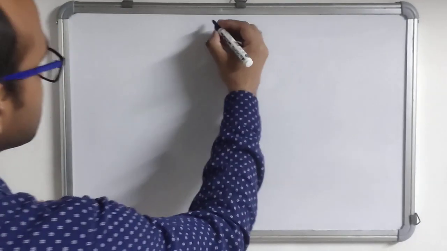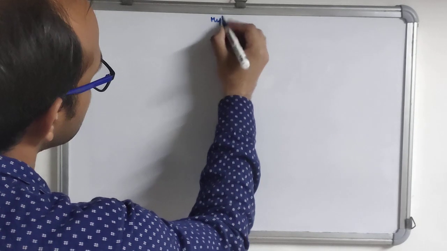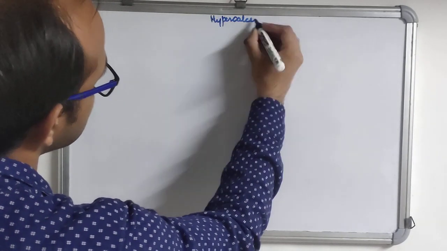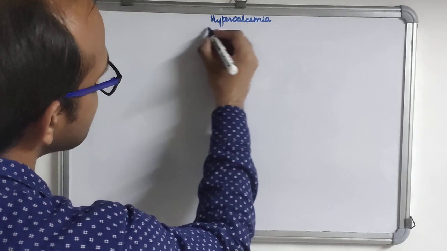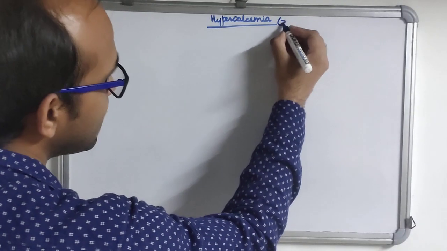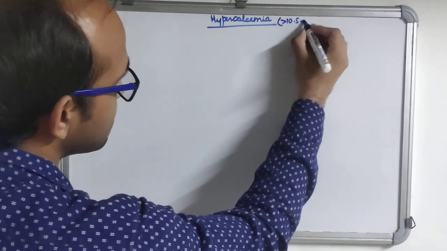So today we'll talk about hypercalcemia. Normal calcium level is 8.5 to 10.5 milligram per deciliter. So hypercalcemia is said to occur when it is more than 10.5 milligram per deciliter.